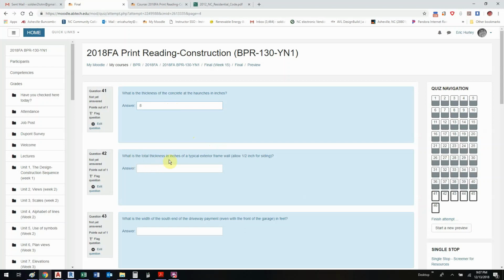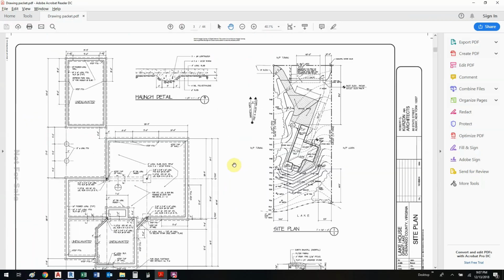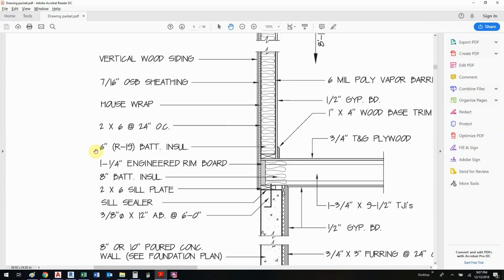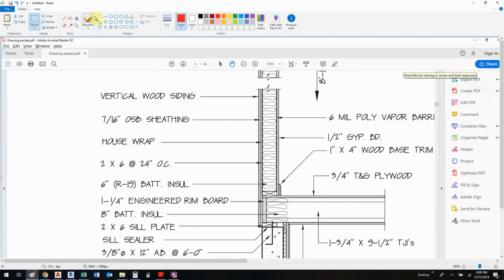What is the total thickness in inches of a typical exterior frame wall? Allow 1/2 inch for siding. So let's go find this typical. And so basically what I'm wanting to do is I'm wanting you to tell me how thick is the total wall inside to outside.